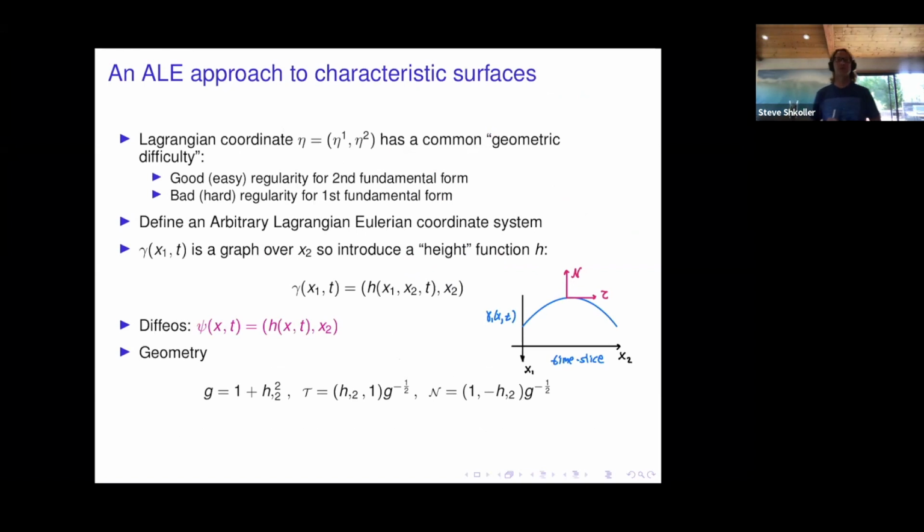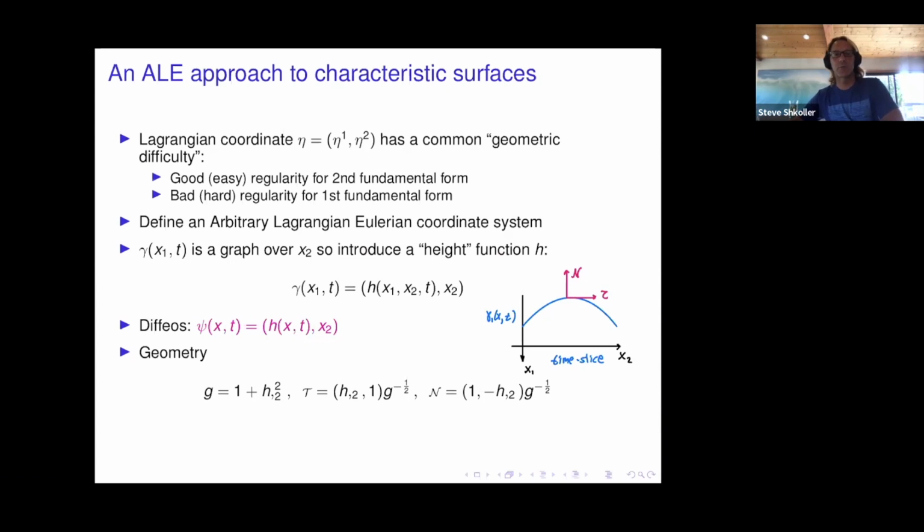Okay, so now that I've motivated the system of variables, I want to go back and say, okay, there's a problem, not really a problem, but there's this usual geometric difficulty that arises when you want to use Lagrangian coordinates, this Lagrangian coordinate eta, and get the analog of this 1D system of variables that I just showed you. And I think Jan Brenier mentioned this in his talk.